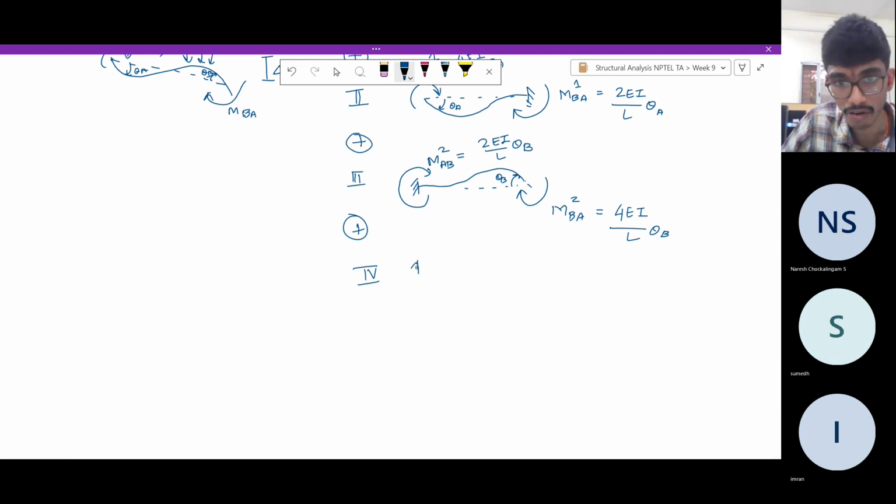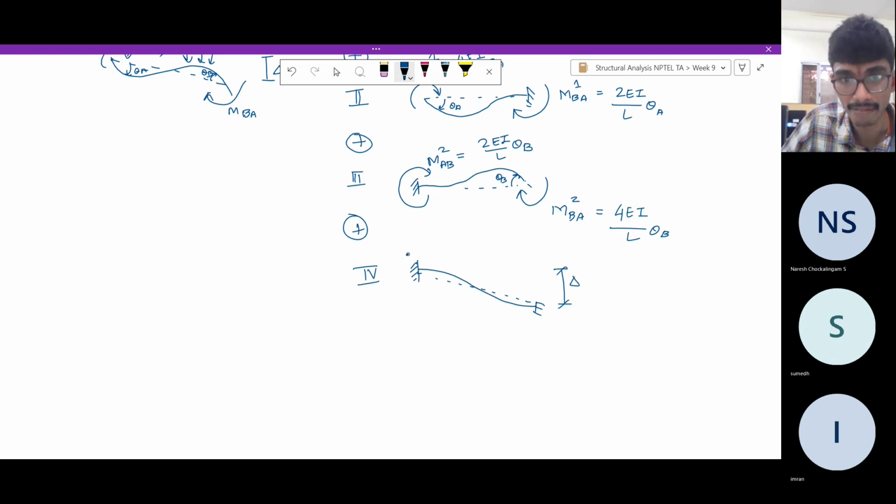Now we'll consider the effect only of the displacement. As I said, if the displacement is rotating the chord in a clockwise direction, it is positive. So this is what we should consider. This is delta. You can see the chord has rotated in the clockwise direction. So in this case, again, the beam gets strained, right? The beam material will get strained everywhere.